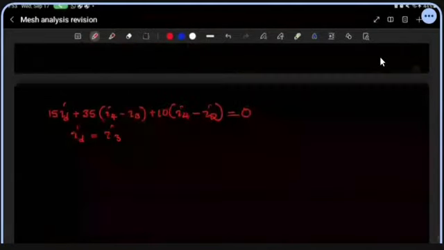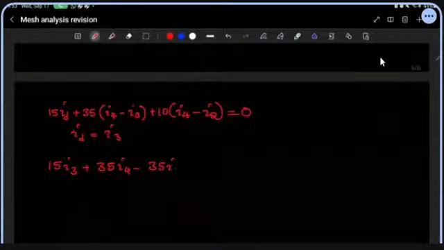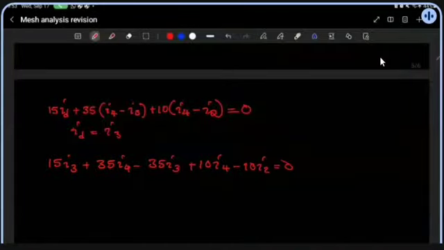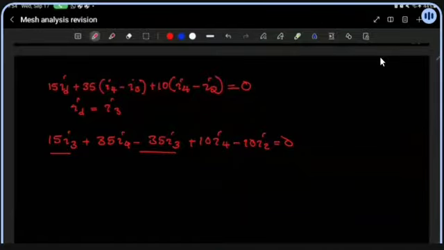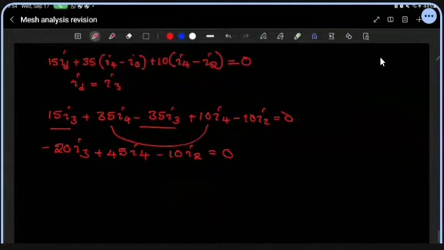So from here, where there's ID, we'll put I3. We'll distribute that 35. Now we need to sort out the like terms. I3 will get minus 20. I4 and I4 will get positive 45. Then minus 10I2. 5 can go through. So we have minus 4. That should be 9. There should be 2.